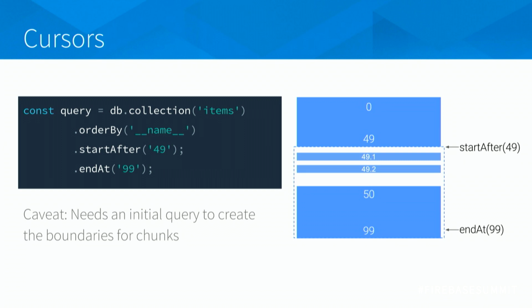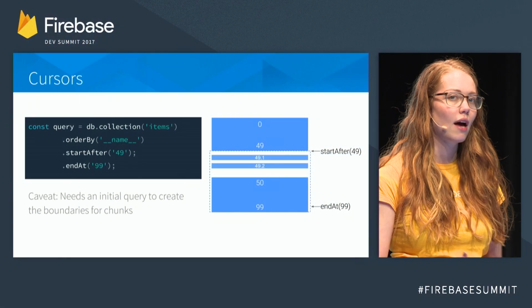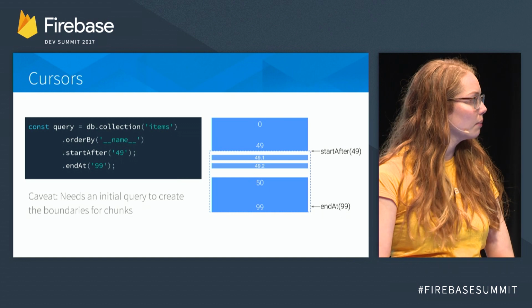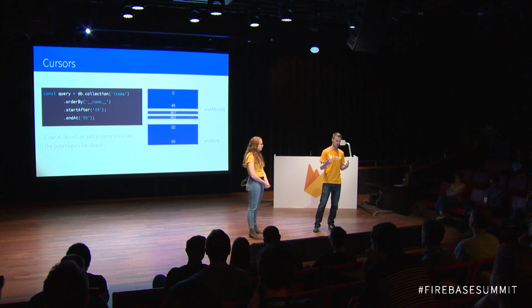So we get all of 0 through 49, and we start after 49 for the second chunk and end at 99. So you could add as many 49 points as you want, and those will get included in the second chunk. Yeah, so there's one caveat here, which is that we had to create an initial query to build the chunks. That's kind of the drawback of using that approach. So we use an initial limit query of a much larger set, say 100 or 300 items, to find those chunk boundaries, and then we create much smaller queries.